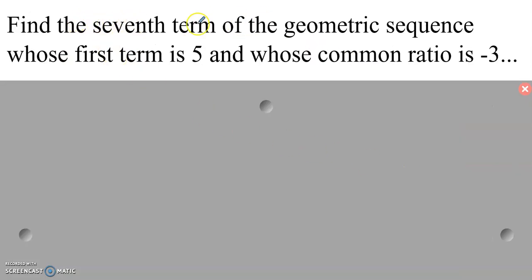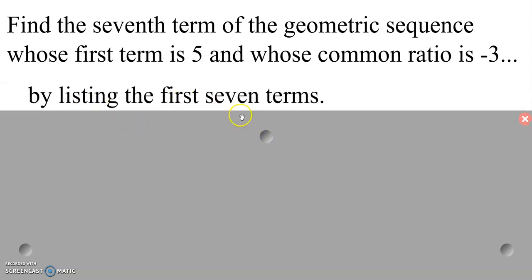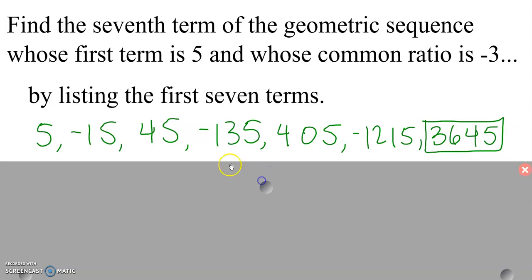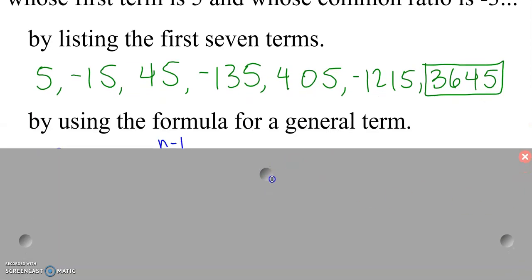Next, find the 7th term of a geometric sequence whose first term is 5 and whose common ratio is -3. And we're going to do this one 2 different ways, just like we did yesterday in the arithmetic. The first way is we're going to actually list the first 7 terms. So I start with 5 and I just list out the first 7 terms, repeatedly multiplying by -3 until I get 3,645.